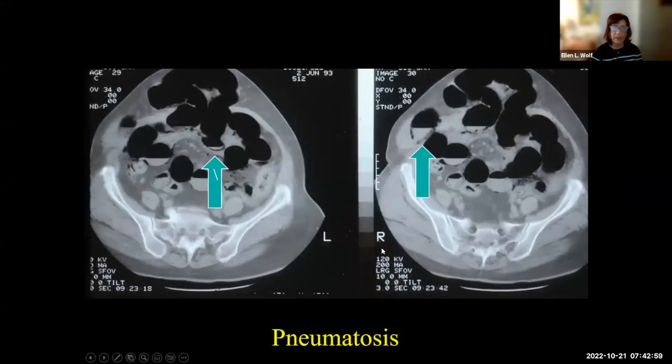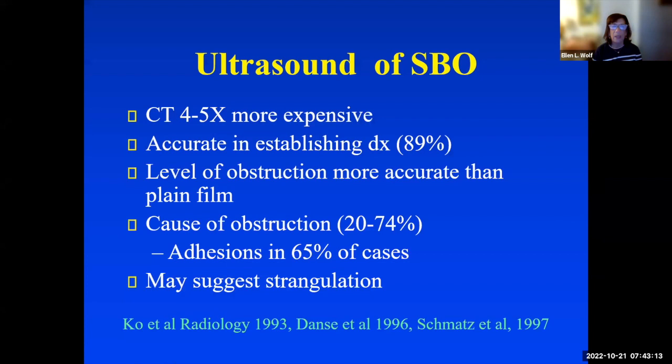So one example here, we can see this patient has pneumatosis, air in the bowel wall. It's a patient that had small bowel obstruction secondary to a ventral hernia with pneumatosis, air in the bowel wall. Now, you could go on and do ultrasound or start with ultrasound in patients with small bowel obstruction, let's say.